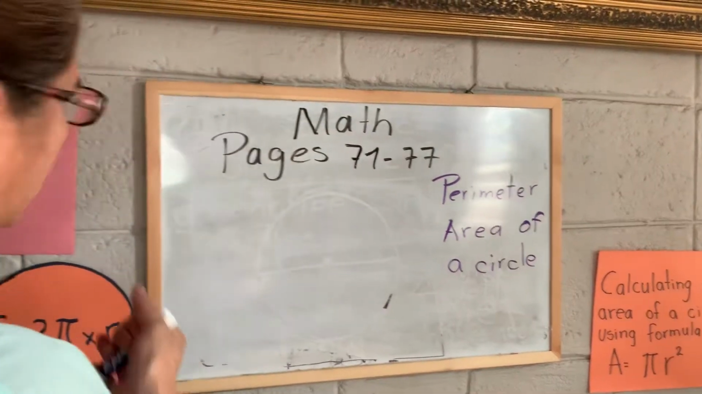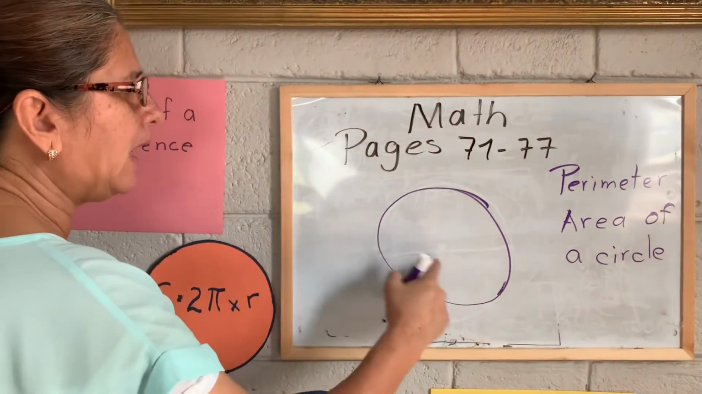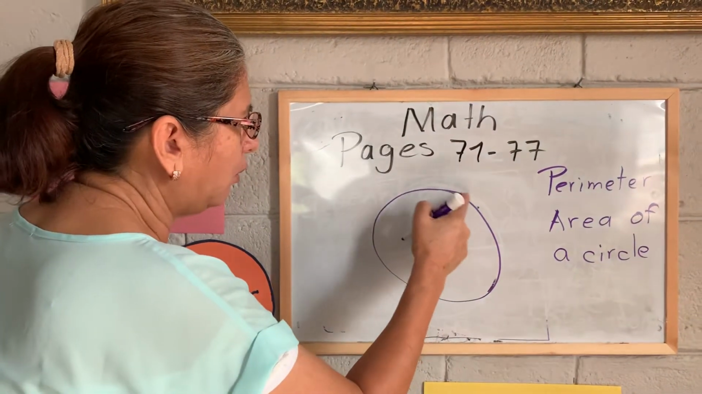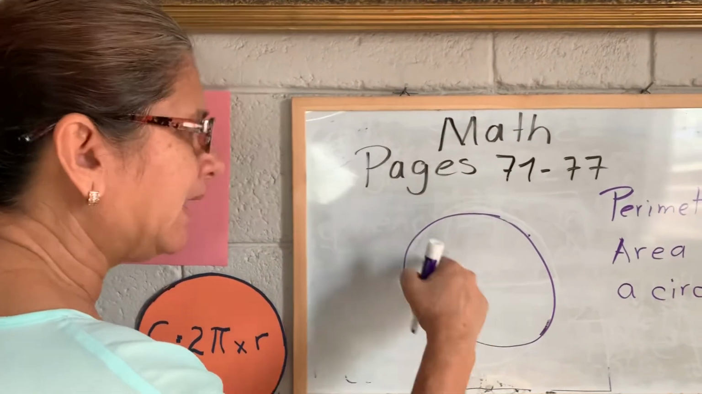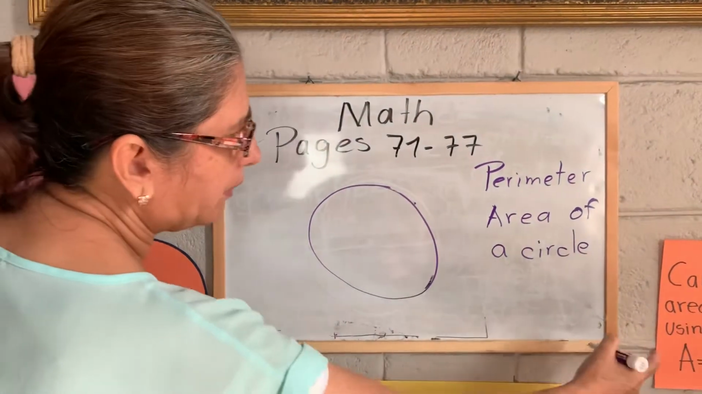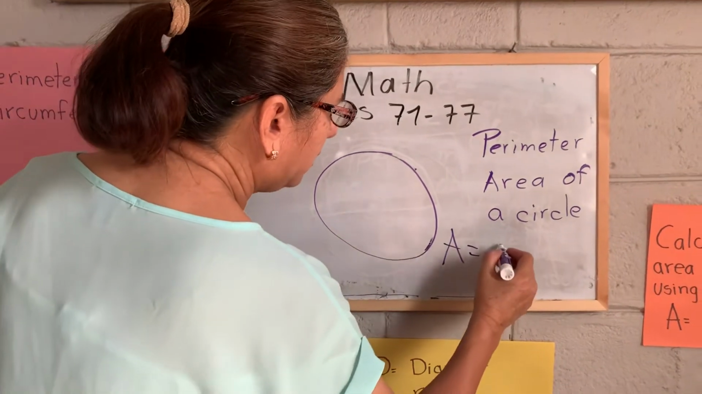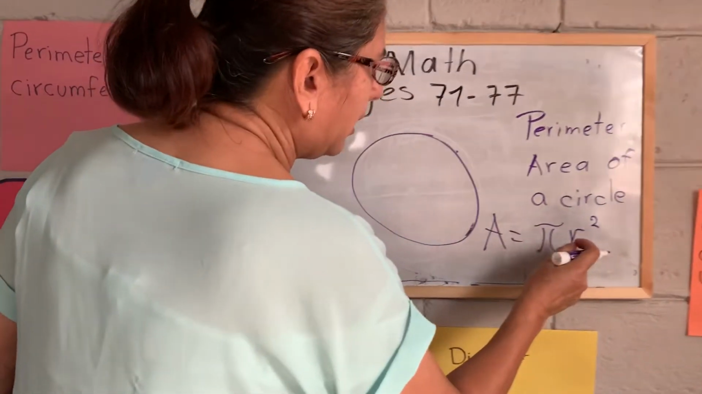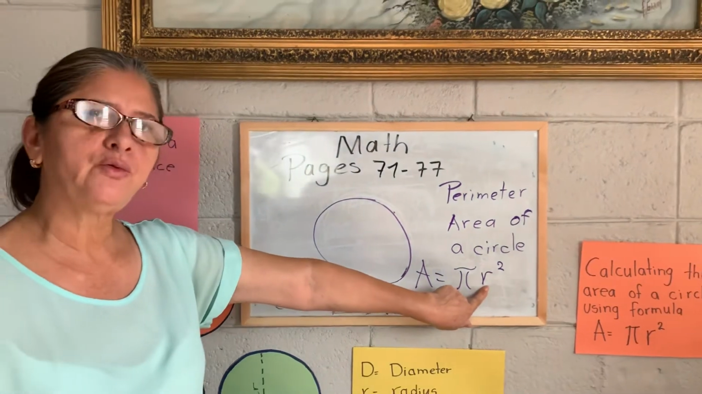And if I have this circle, okay, the area of the circle is what is inside the circle. All this around is the circumference, but the area is what is inside. So this is the formula we apply to find the area. Area equals pi multiplied by r squared.